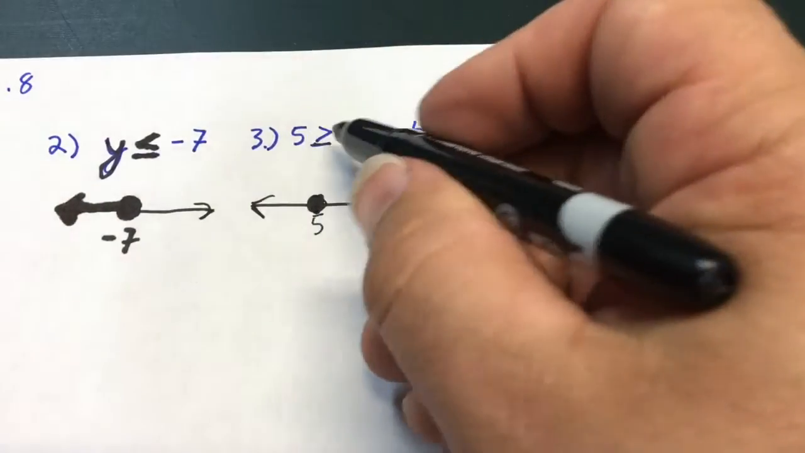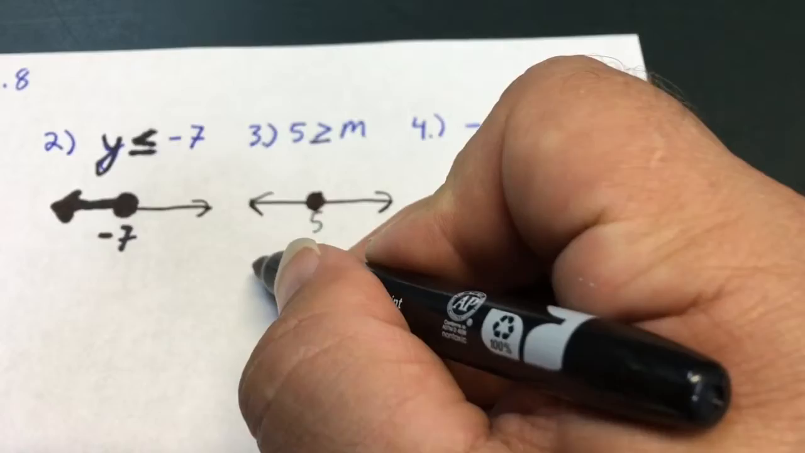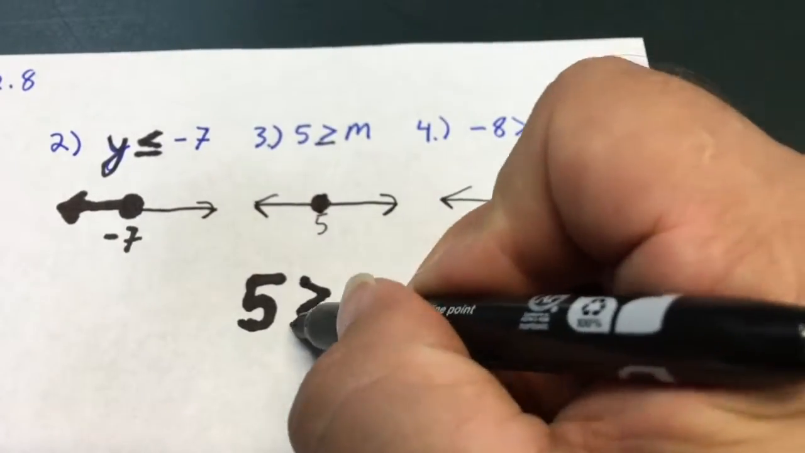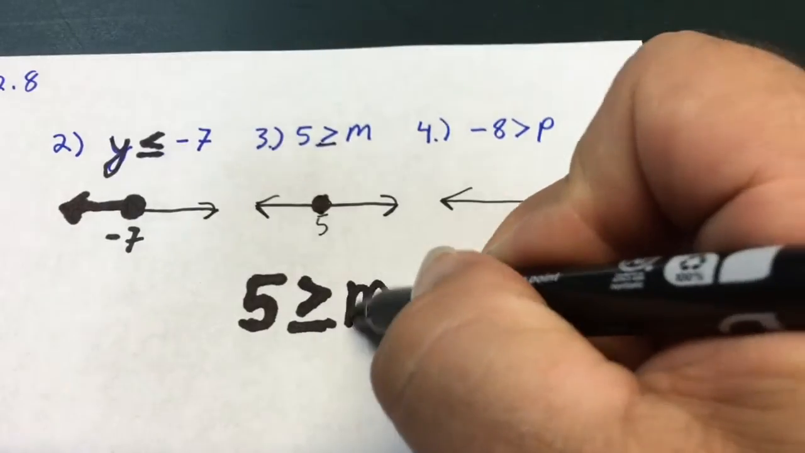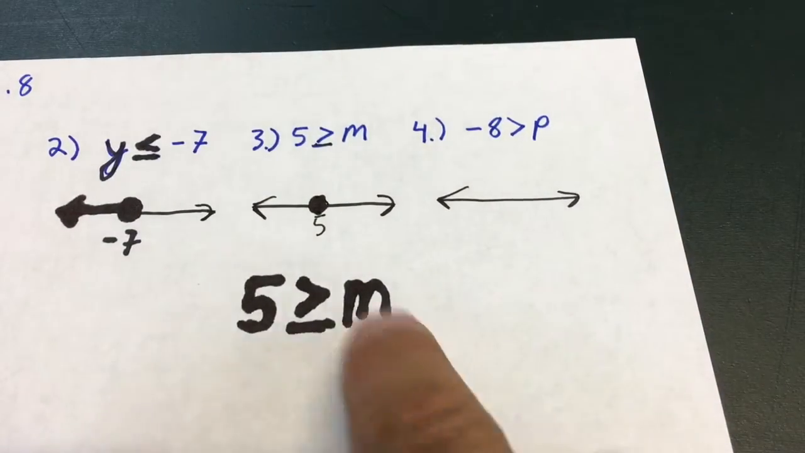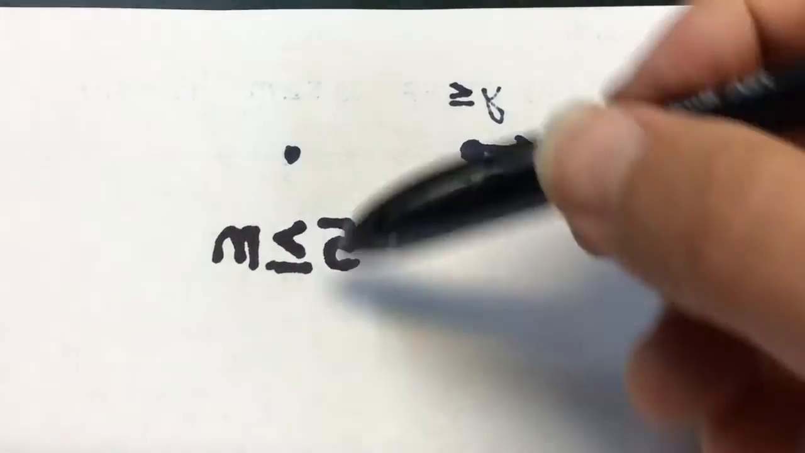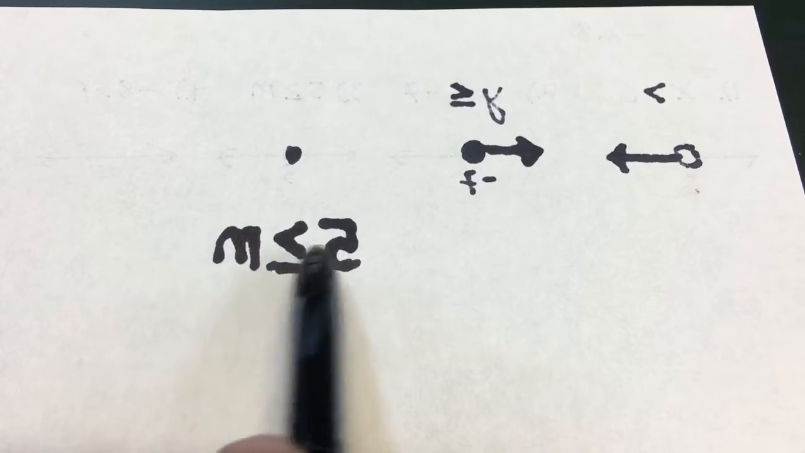Now, the deal is that 5 is greater than or equal to m. If you have an extra sheet of paper, you might want to do this. 5 is greater than or equal to m. Now the deal is, to get the variable on the left, I'm going to flip this over and see what happens. Notice, m is less than or equal to the number, 5. So I have to be able to interpret that backwards 5, but I can rewrite it as m is less than or equal to 5. And that's what I'm going to do.